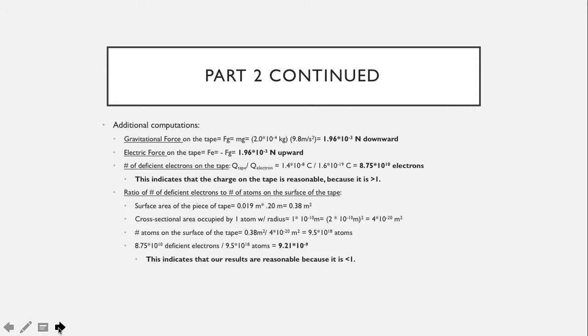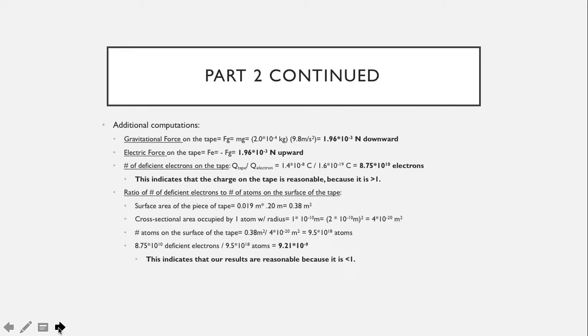We can also compute some other values using those formulas, and that includes the gravitational force on the tape, the electric force on the tape, and the number of deficient electrons, because it's a positive charge there. We got a number that's much greater than 1, and that's a good sign because that indicates there is a charge on the tape. If it were greater than 0 and less than 1, that would not be possible because it can't lose less than 1 electron.